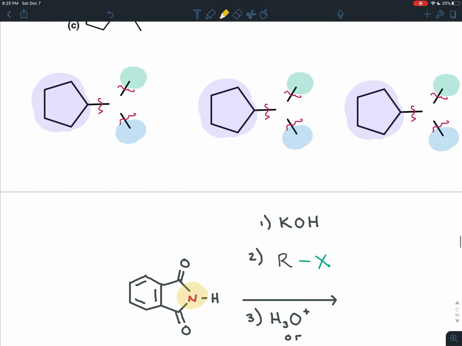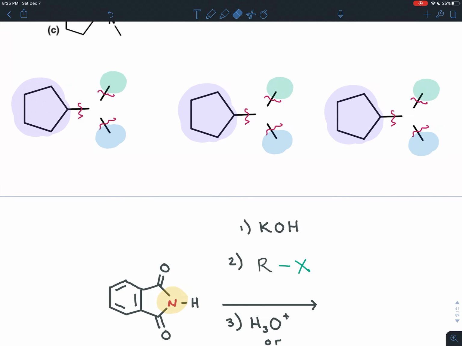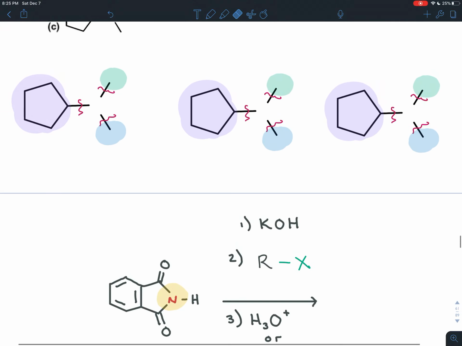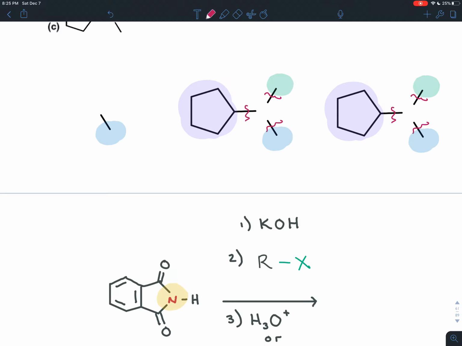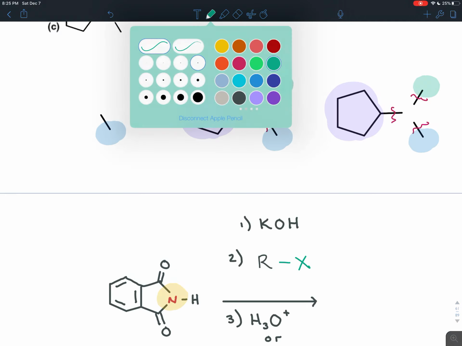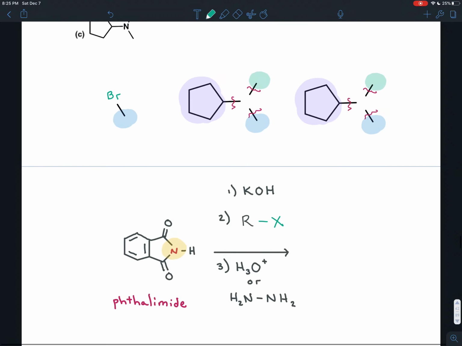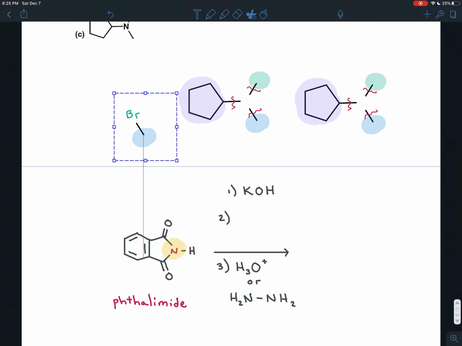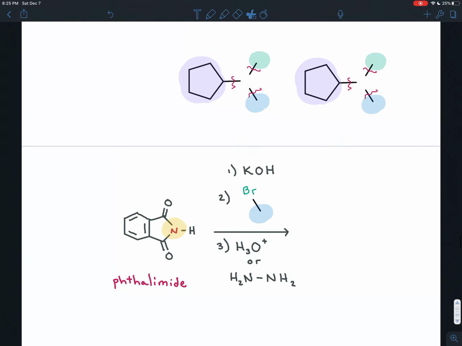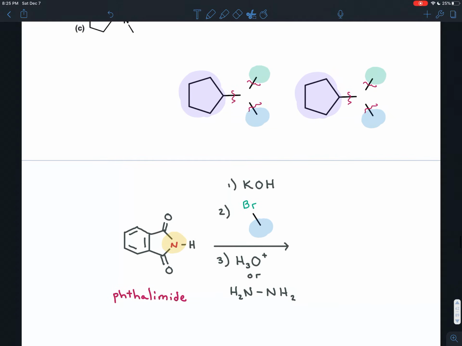Okay. As for the other 3 pieces, let's think about these one at a time. One of the least hindered ones, the least crowded ones, so either the green or the blue one, I'm going to choose the blue one. That one, attach a leaving group. So I'll have bromine here. That will be the halogen that we can use in the Gabriel synthesis, the alkyl halide that we can use in the Gabriel synthesis. Okay, so much for the blue one.